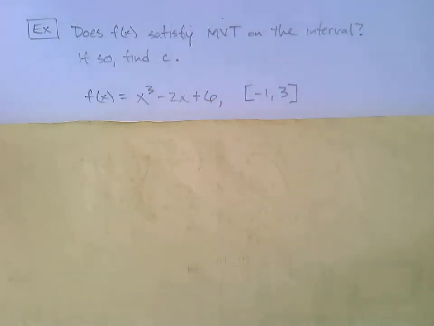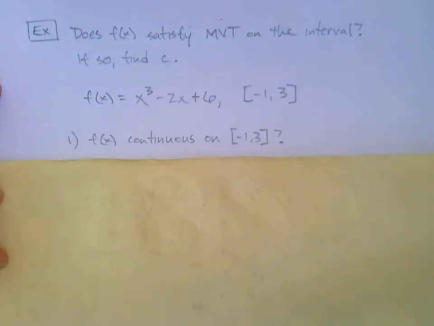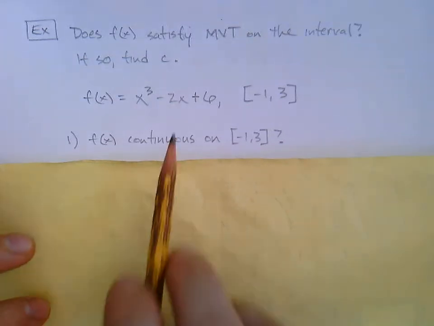Okay, so we're going to start off the same way. Is it continuous? Is it differentiable? Does it satisfy the mean value theorem means: does it meet the two hypotheses? So, is this function continuous on -1 to 3? Hey, it's not a piecewise. So we can tell right away, yep, no problem.